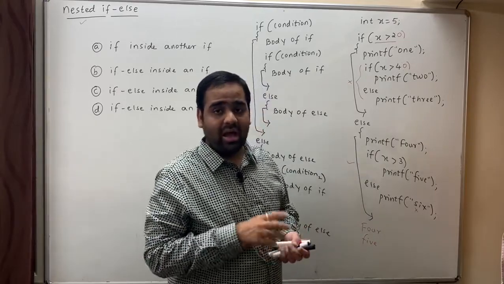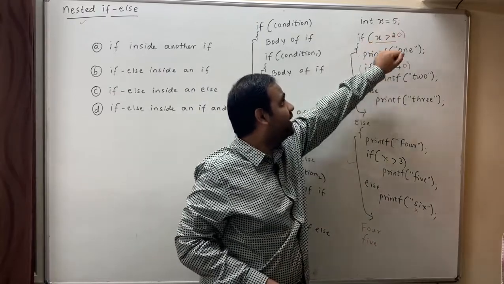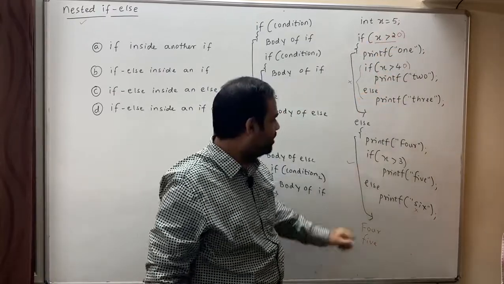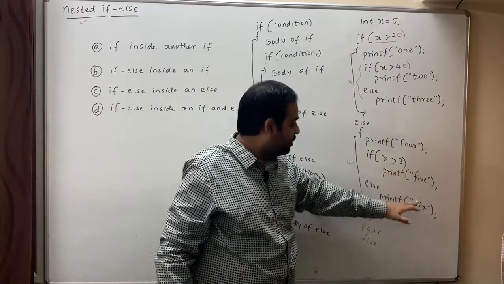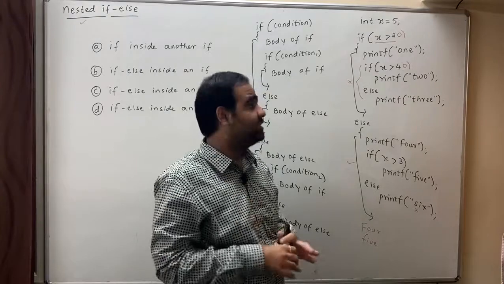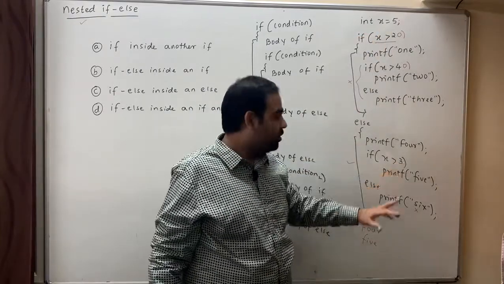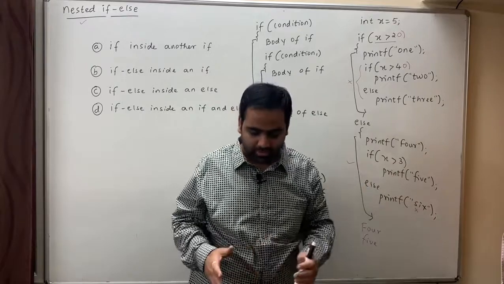Now I want you to take some value of x over here, or some condition over here, so that the output is 4 and 6. I want you to change the value of x or this condition so that you get the output as 4 and 6.